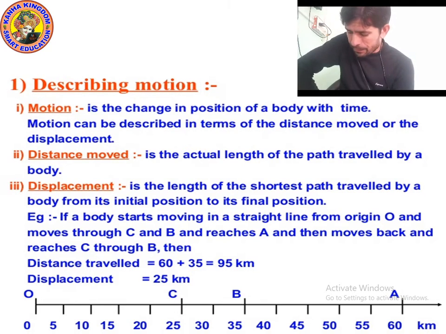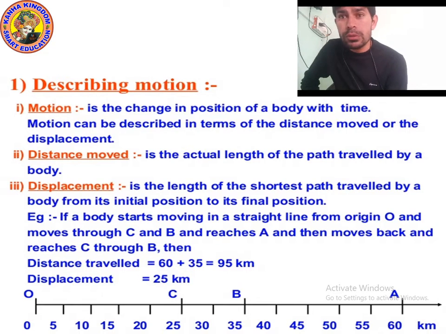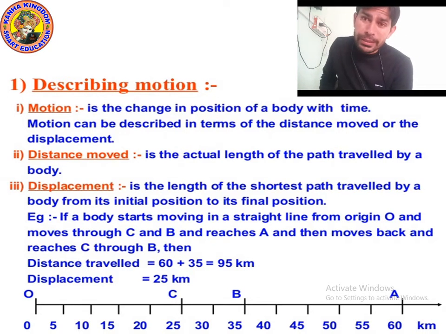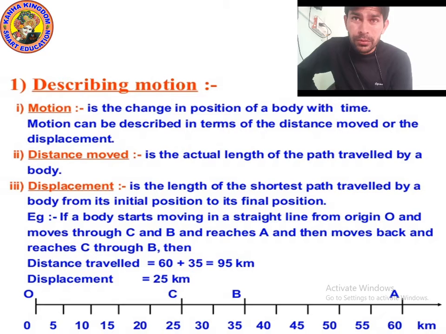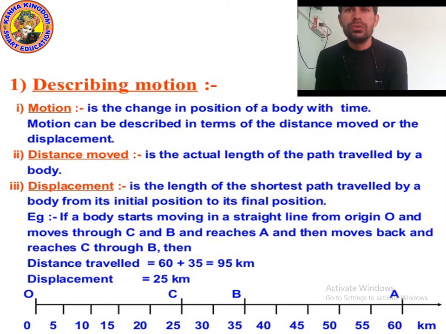If I tell you a shortcut to reach your house from Kana Kingdom, you will reach within 1 kilometer. That is the shortest path. This is known as displacement. If you know any shortcut, then you will reach directly, going from initial position to final position directly. So displacement is the shortest path traveled from initial position to final position.